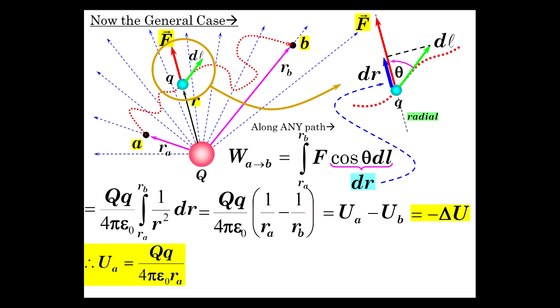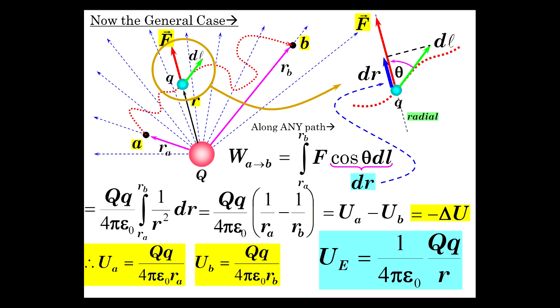All right? This whole thing is negative delta U. But this is UA, and what's UB but this part? So how do I draw that? Like this. There we go. So UB is that, and it's UA minus UB.